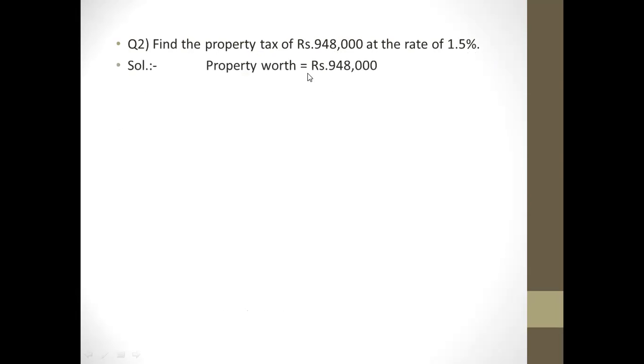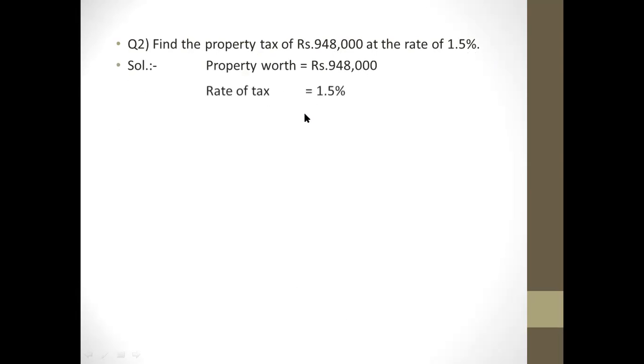Now come to the next question. Question number 2. Find the property tax on a property worth rupees 9,48,000 at the rate of 1.5%. It means you have to find the tax amount. Find the property tax in rupees. Property worth is 9,48,000, and how much tax will you pay? 1.5%. So you have to find the amount of the tax. So the property worth is how much?